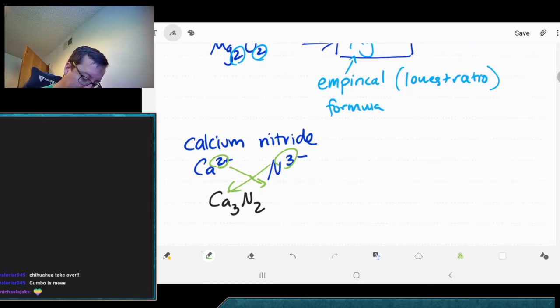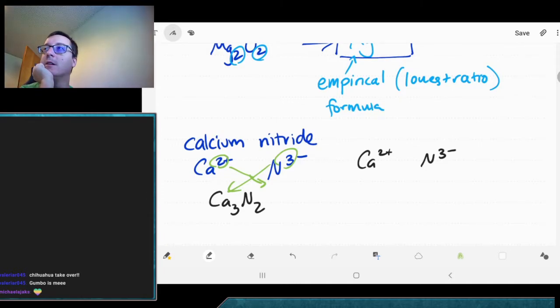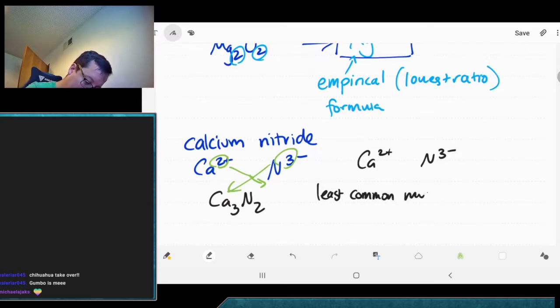Or you can say, okay, well, Ca2 plus, N3 minus. I can't say, well, I need 1.5 calciums to cancel out the nitrogen. I mean, you could say that, but that's not the greatest way. The best way is to be like, well, okay, what's the least common multiple that I can have of these? I'm just showing you several ways of doing the same thing, so whatever works for you.